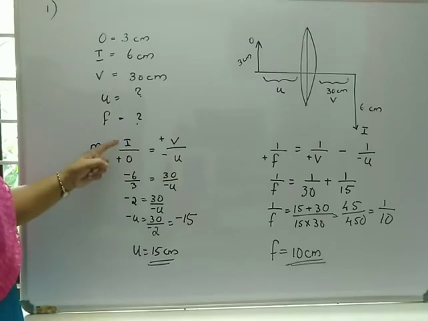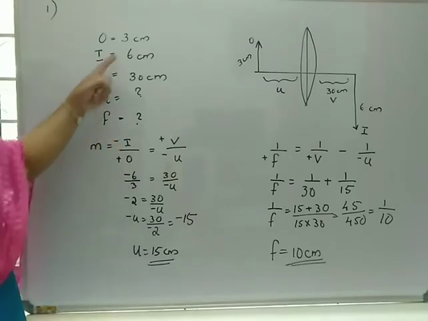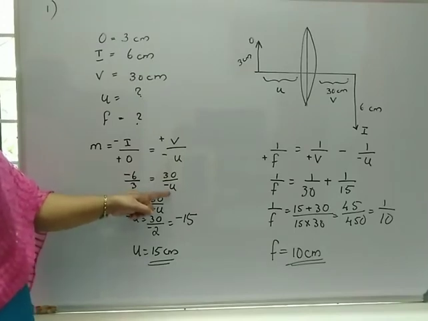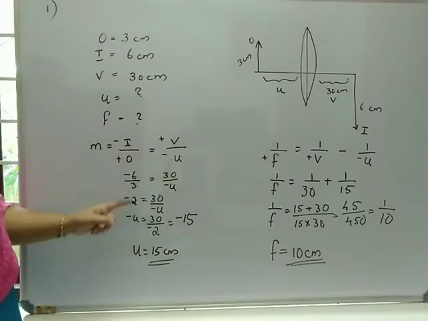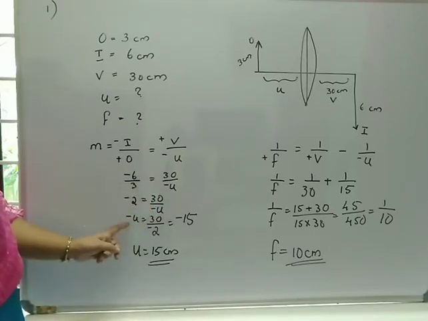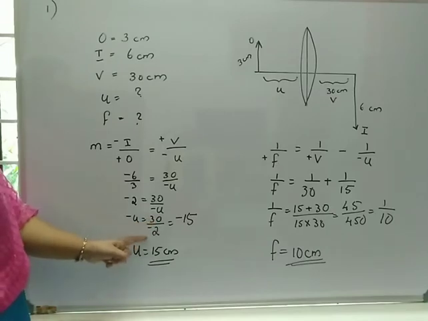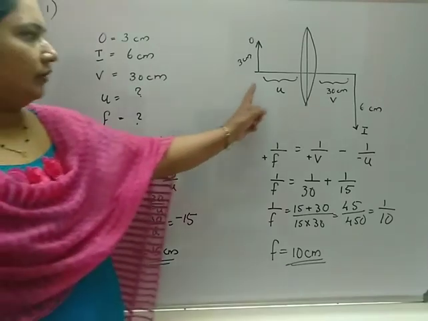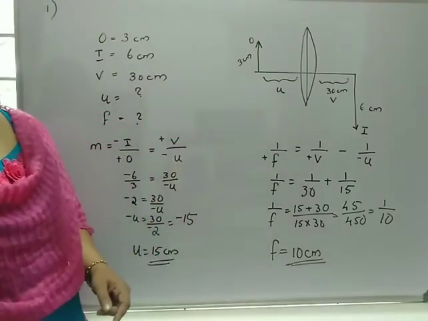We have the values: I is negative 6, O is 3, v is 30, and you have to find u. Just cross multiply. Negative 6 by 3 is negative 2. 30 by minus u. Just cross multiply. Negative u is equal to 30 by negative 2, that is negative 15. Negative u is negative 15. So u is equal to 15 centimeter. So we got this length as 15 centimeter.